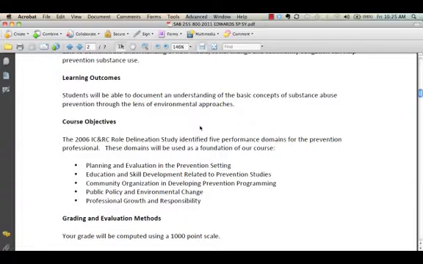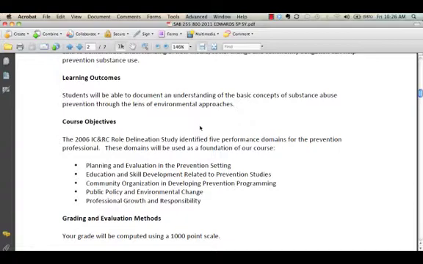Planning and evaluation in the prevention setting, which means how do you plan and evaluate programs in the community that has the responsibility of implementing prevention activities. Education and skill development. What types of education and skills do prevention professionals actually need, and what types of skill sets does the community need and individuals need in the community that's assisting with prevention efforts. Community organization. This talks about how do we organize communities to be involved in a social change topic.